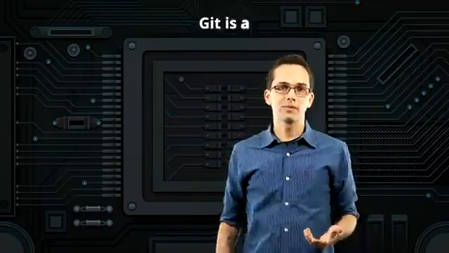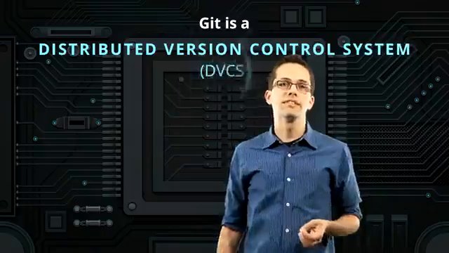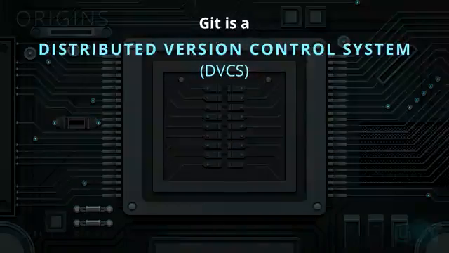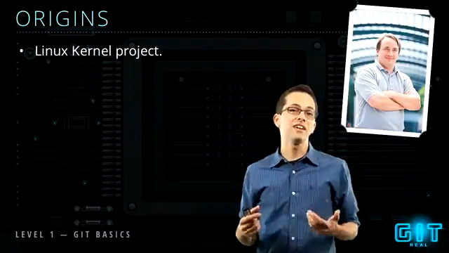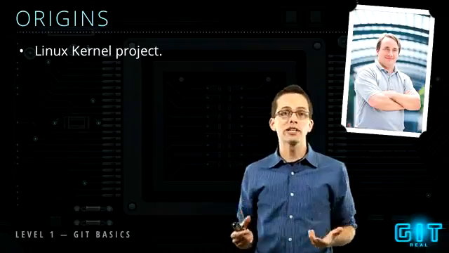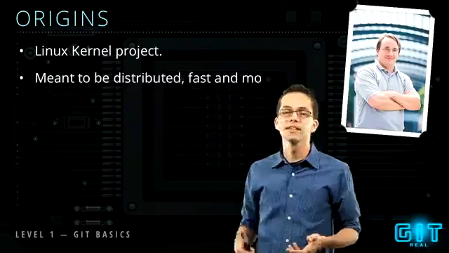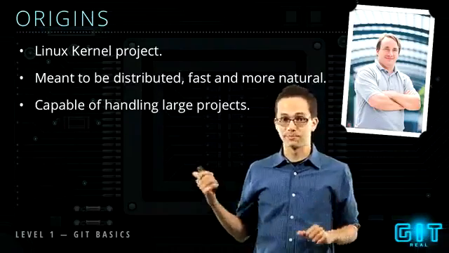So now you know what it means when we call Git a distributed version control system, or DVCS. Git was created by Linus Torvalds when he was working on the Linux operating system, and he lost access to the proprietary version control system he was using. He wanted to create something new, something that was fast, that's distributed, and was good with working with large code bases, like Linux.